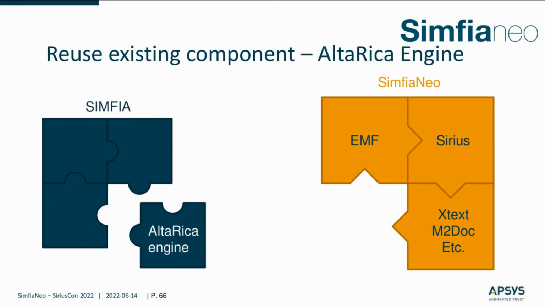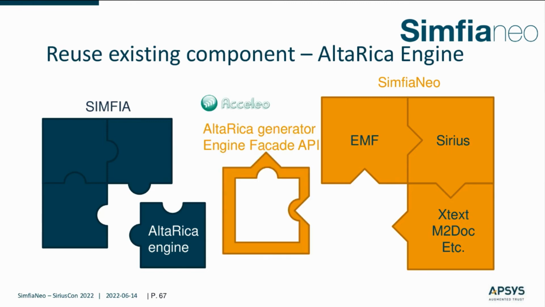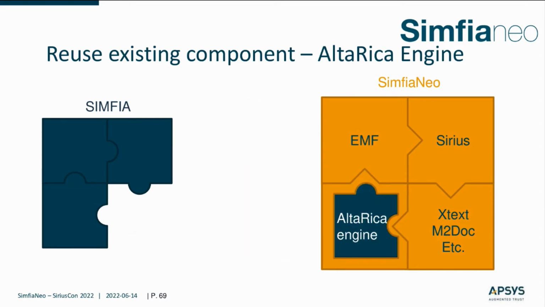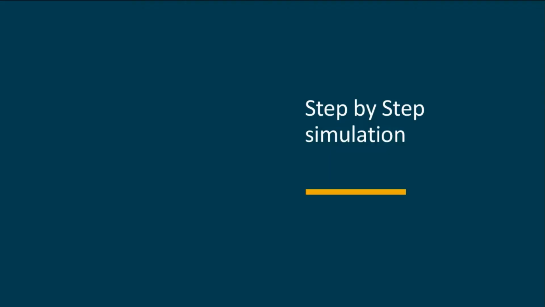Simfia was developed in Java, which is integration with SimfiaNeo. We have cut the AltaRica engine and put it in a jar file. Then we have developed an AltaRica generator using Axeleo and a little facade API to interact with the Simfia AltaRica engine. We bring all pieces together and the result is plugged into SimfiaNeo. So now SimfiaNeo has an AltaRica engine, so we can add the step-by-step simulation feature.